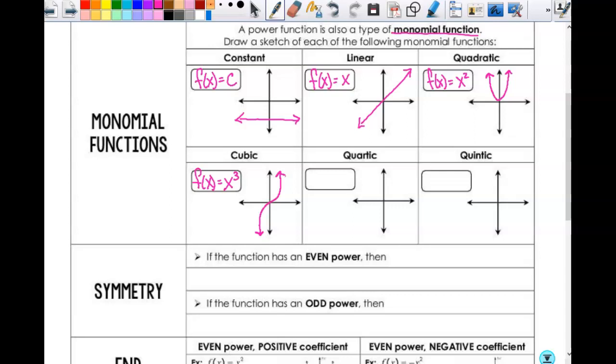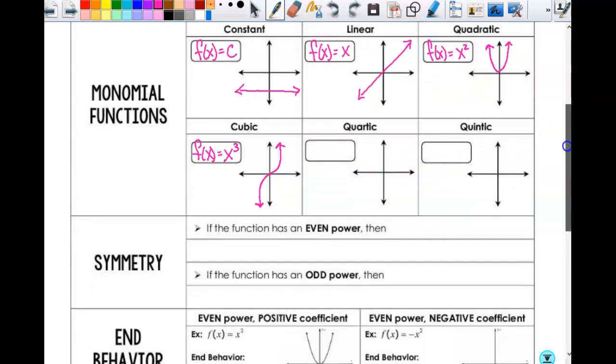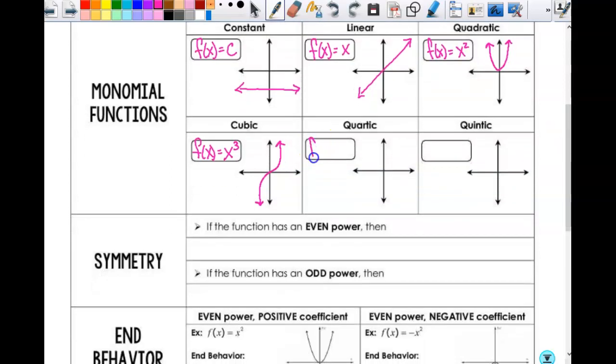Then we have quartic. Quartic would be f of x equals what, do you think? X to the fourth, exactly. And can anybody tell me what it would look like? Kind of like a parabola, exactly. It's going to look like this. And f of x equals x to the fifth is quintic. What's that going to look like? Kind of look like a cubic, yes.